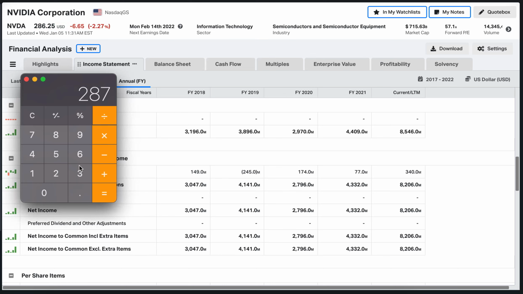287 divided by 3.28. And that gives us a PE ratio, a current 12-month PE ratio of 87.5. And now, is that overvalued? This probably is overvalued, more than likely.